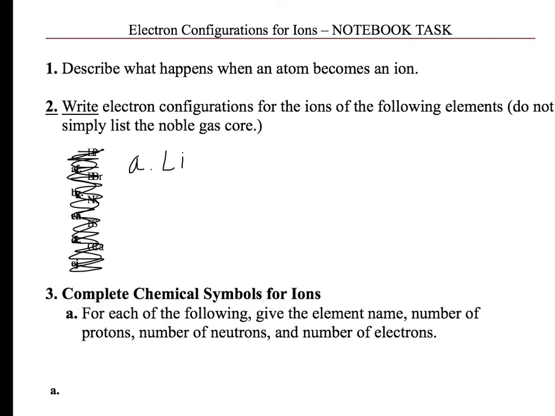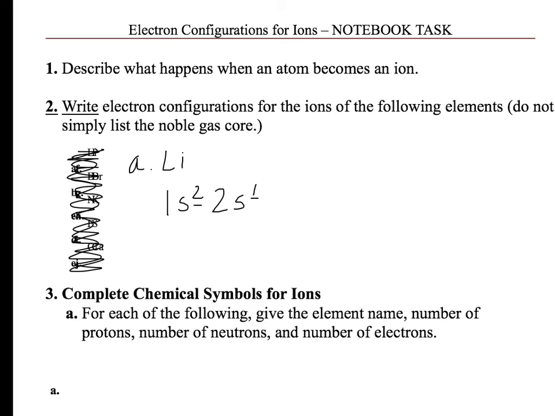Okay, so let's do the electron configuration for lithium. Lithium is element number 3. So we're going to start with 1s2 and 2s1. There are 3 electrons: 2 plus 1 is our 3 electrons.